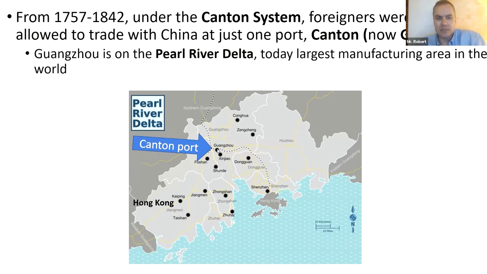So that system, which lasted for 90 some years, was called the Canton system, where according to the rules of the Chinese government, all foreigners could only trade in that one spot. Which means they had to come from around the world and somehow go up into the Pearl River Delta right here. I don't know why my PowerPoint label got messed up. I moved it around. This is not Hong Kong. Hong Kong is over here.